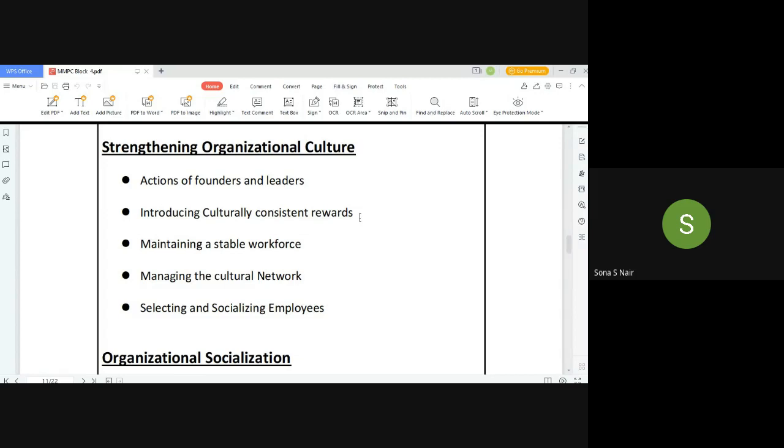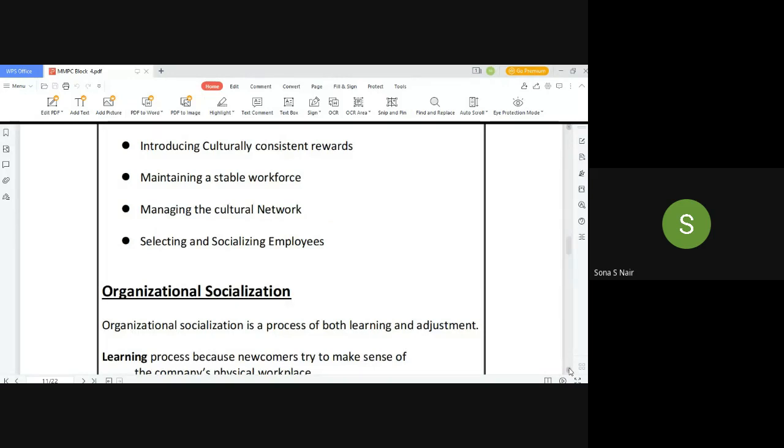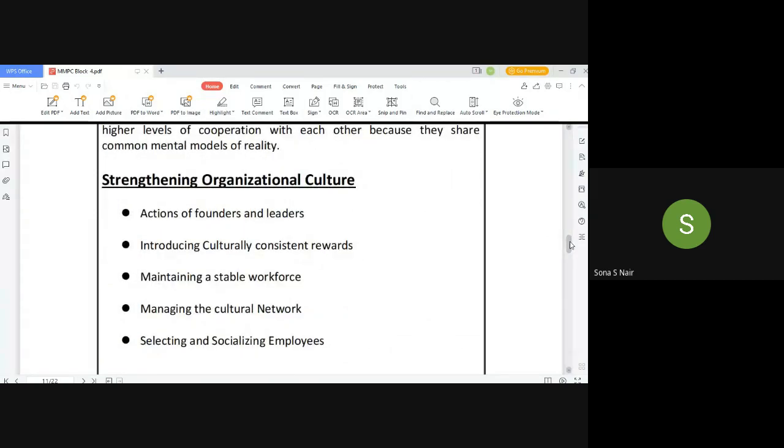Managing the cultural network. Networking with similar kind of organizations, similar kind of people. That will strengthen the organization culture. Selecting and socializing employees. Selecting good people, and also ensuring that you select people according to the culture of the organization. And then ensuring that they are socialized in the culture also. That will strengthen the organization culture.